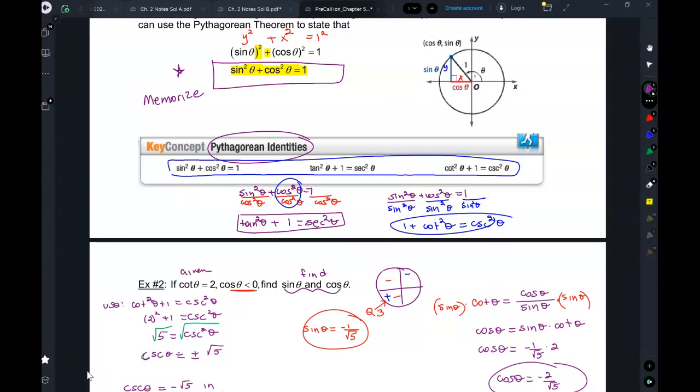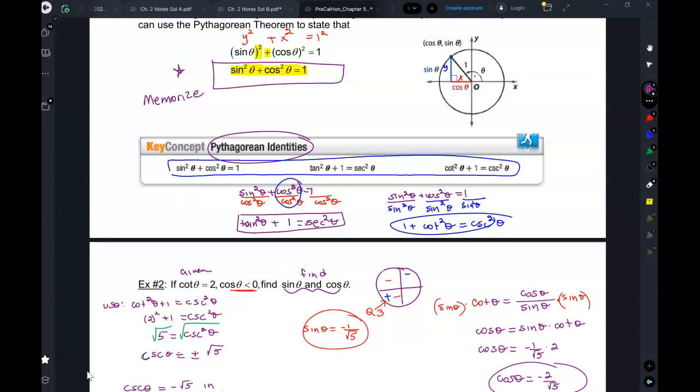It does make sense. We derived it. Remember, we started with this, divided everything by cosine, and then we got this. Okay, and then I need to move on.